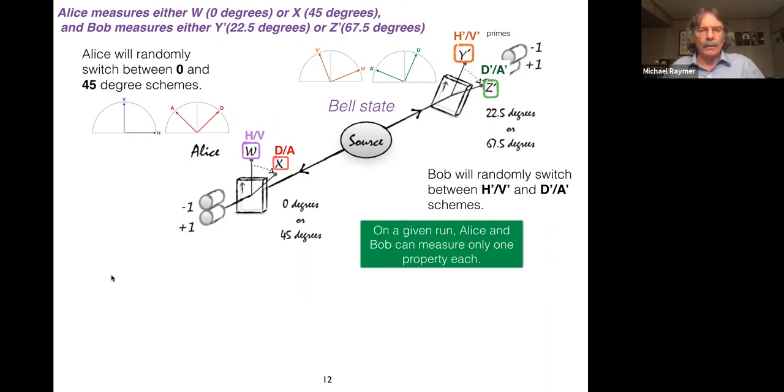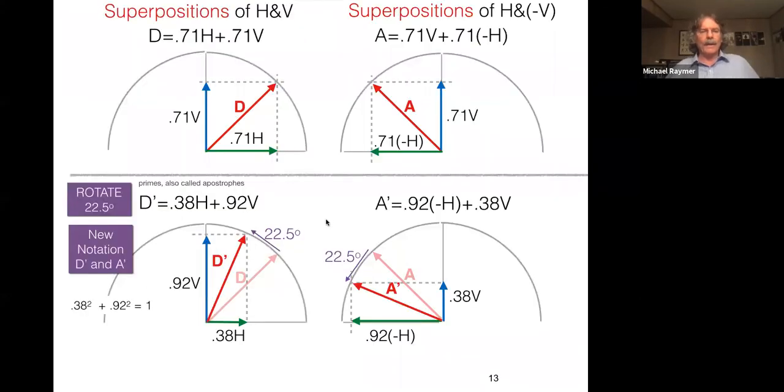That's just the setup. Okay, so we might get back to this later. This just shows in a little more detail the polarization schemes. D is a linear combination of V and H. A is a different combination of V and H. What I call D prime is this one, which is 0.38 H and 0.92 V. And what I call A prime is minus 0.92 H plus 0.38 V.